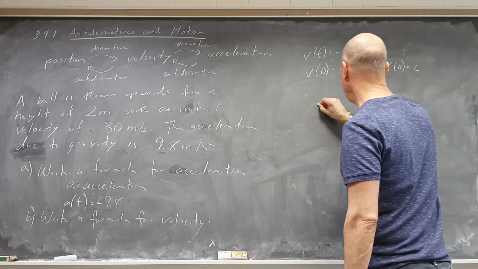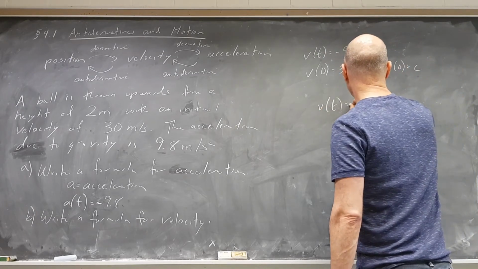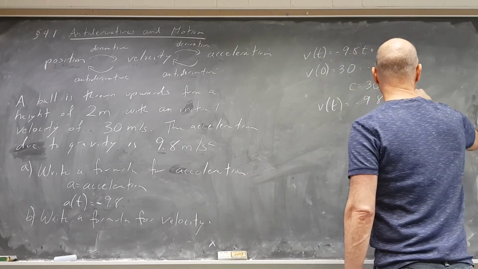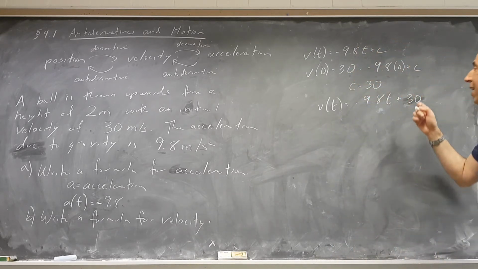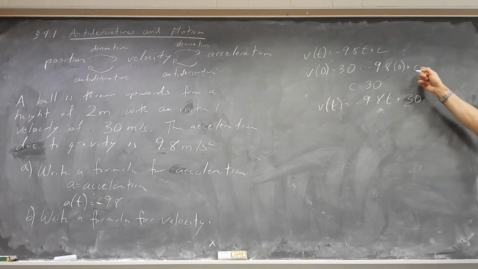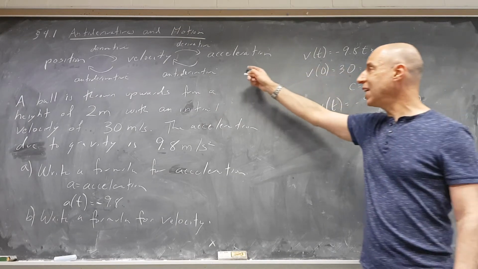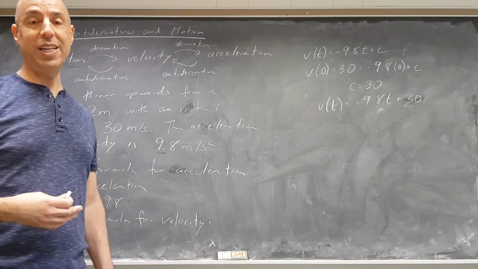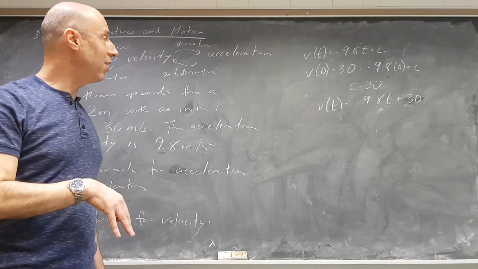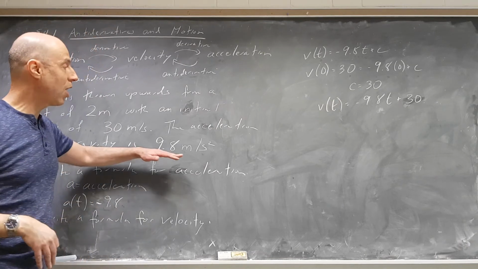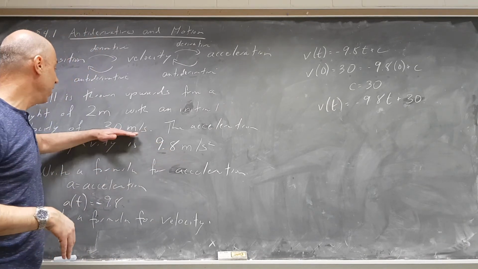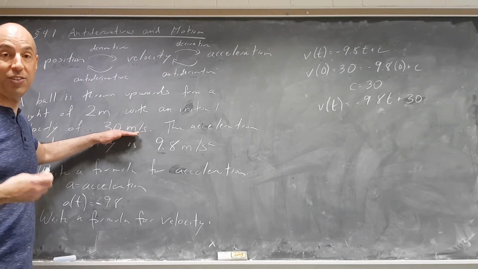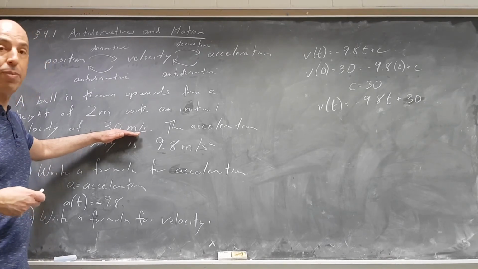So my actual formula is equal to minus 9.8 t plus 30. In other words, when you take the antiderivative, when you go from acceleration to velocity, you can't figure out how fast you're going at any particular time until you know how fast you were going at somewhere. In this case, I told you how fast you were going at time 0, the initial velocity, the time where we let go of the ball.